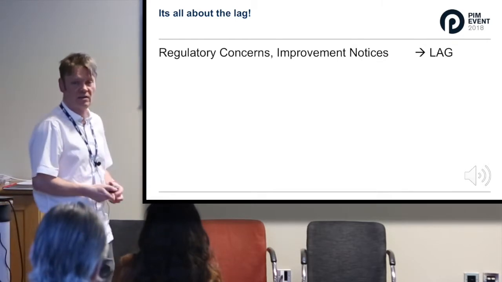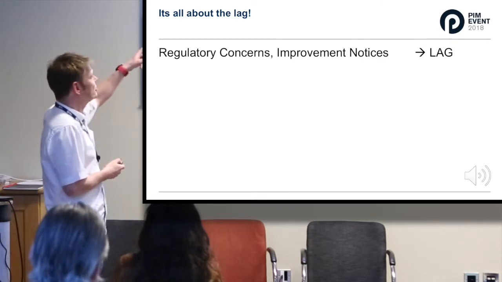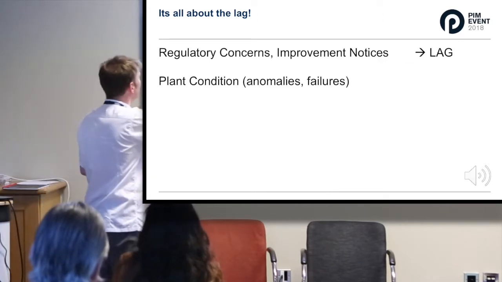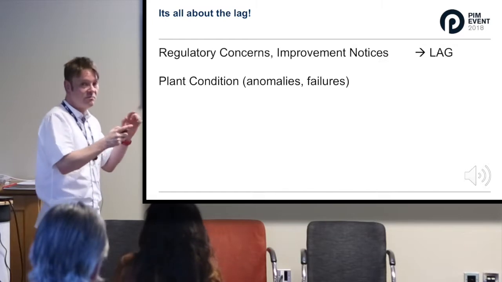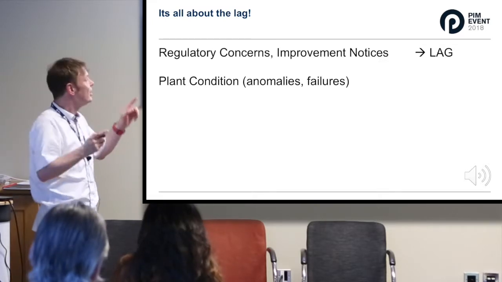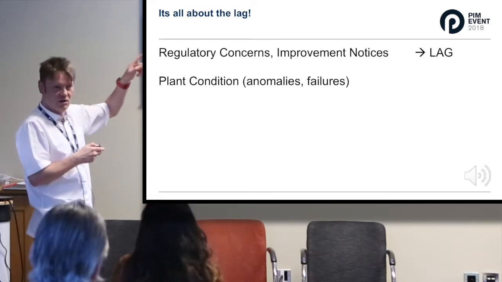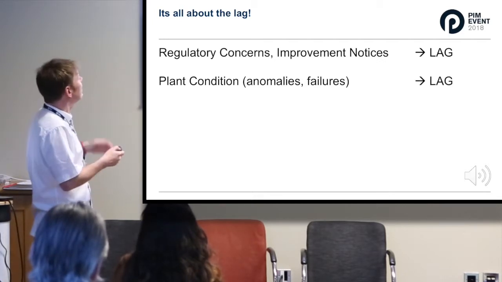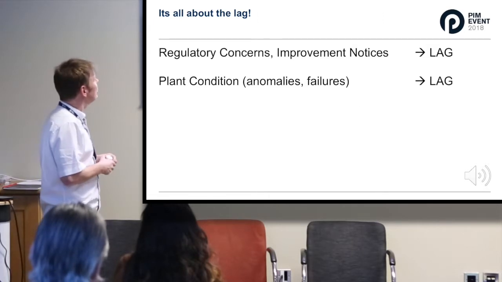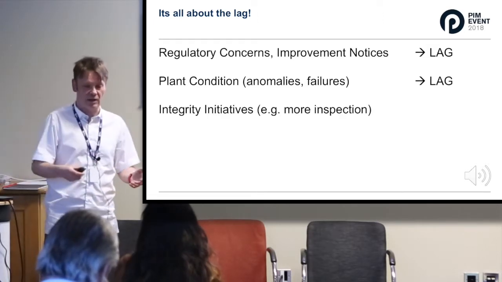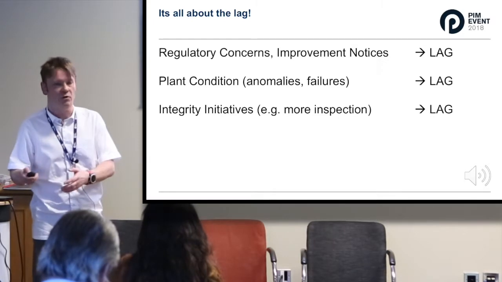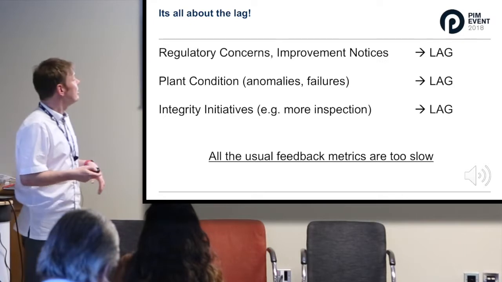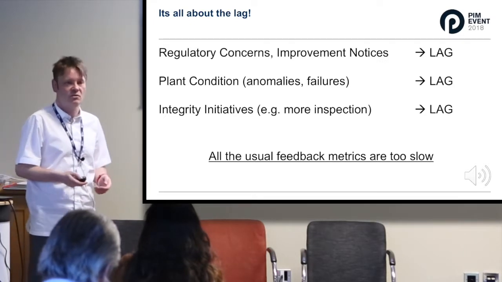We get the HSE saying, oh, we're a bit concerned about this, but that doesn't improve the condition because there's a lag. It takes ages. Even though it really upsets you and you get wound up and everyone runs round, that doesn't fix the anomalies. That doesn't stop the plant from corroding. Plant condition, you have anomalies. You detect an anomaly. Detecting an anomaly doesn't improve the condition. There's a lag. Even integrity initiatives, more inspection. Inspection doesn't stop corrosion.